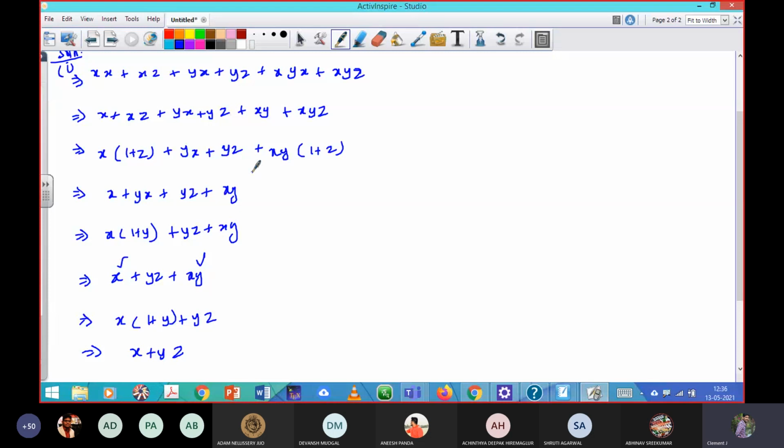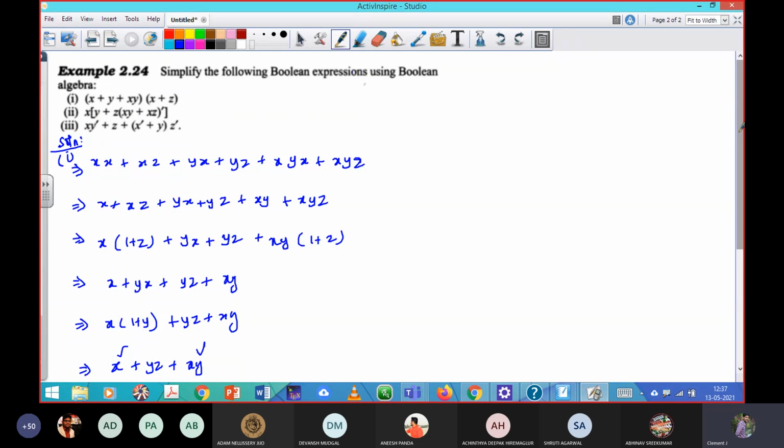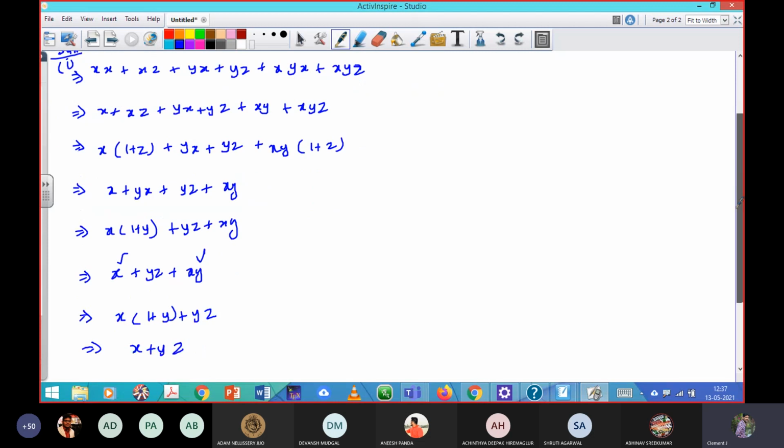Okay, someone may follow some other method. If you start the process, instead of expanding the brackets, someone can do the process like in the first step itself, taking x plus y as common, and then they will get the same answer. So that is not a problem. Here you can follow any one of the ways. Finally, you will reach the same answer.